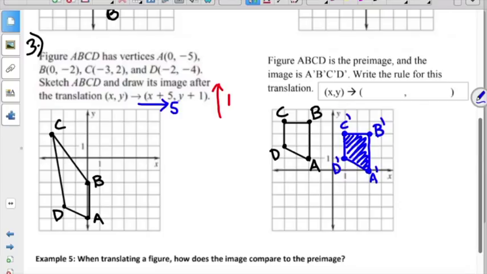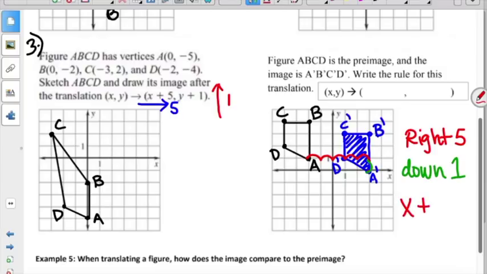We're just looking at the rule here. We know that point A moved to the right 5 spaces and then down 1 to become A prime. So if you move to the right on the x-axis, that means plus 5. And then we moved down 1 space. So on our y-axis, down means negative 1. So we're going to write our rule. (x, y) became (x plus 5, y minus 1).